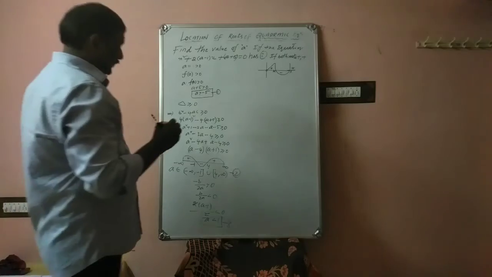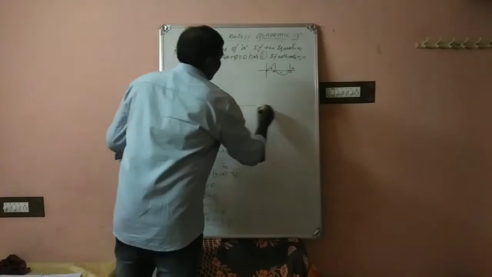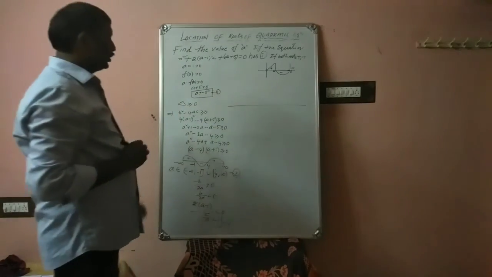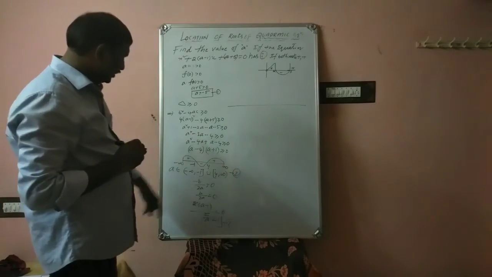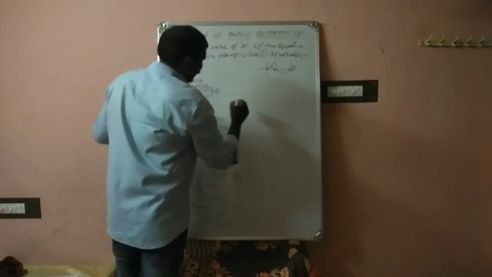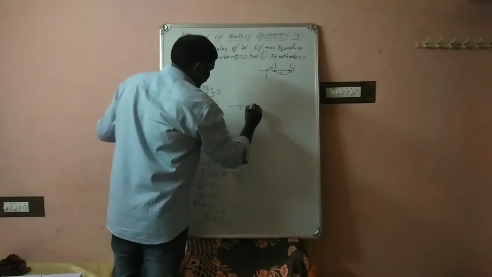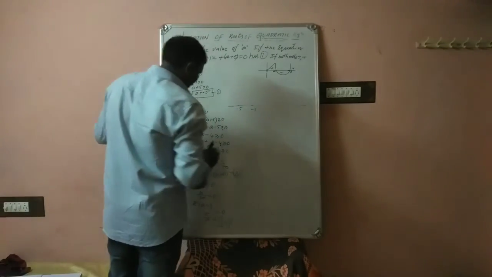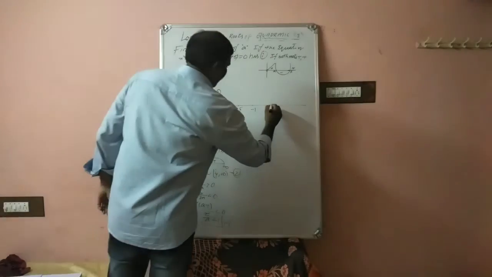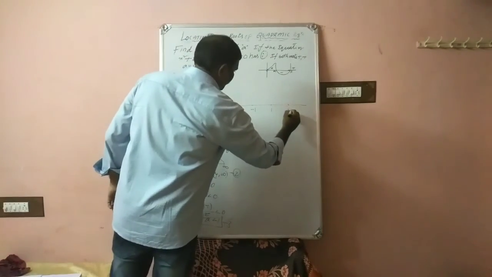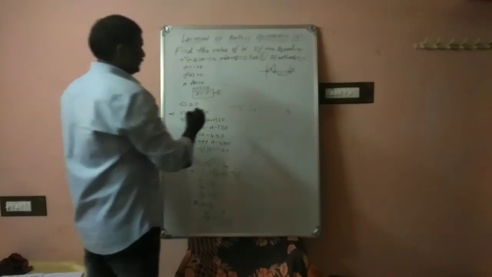By considering these three conditions, we have to locate the a interval. For that we need to draw one number line. So locate the points, the roots. What are the roots? The minimum root is what? Minus 5 and minus 1 and 1 and 4. These are the locations of the roots.